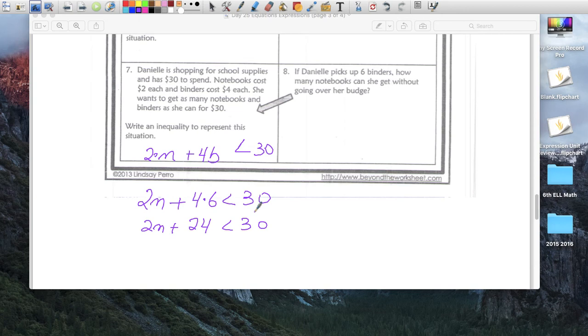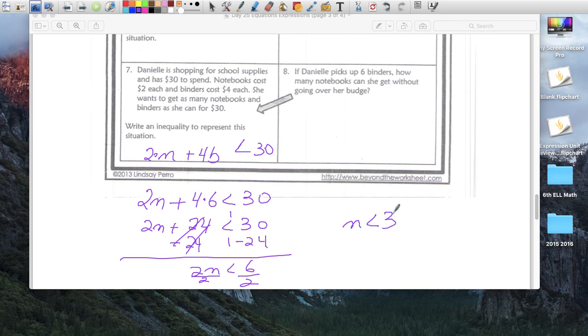If you think about it, he doesn't have $30 anymore because he spent 24, so I have to subtract. Here, I'm going to take away minus 24 here, minus 24 here, right? So this becomes 0, and 2n is left over. 30 minus 24 is 6. Now I'm going to divide this by 2 and this by 2, and n has to be less than 3.